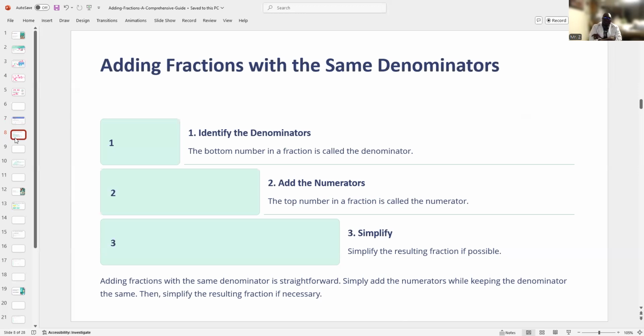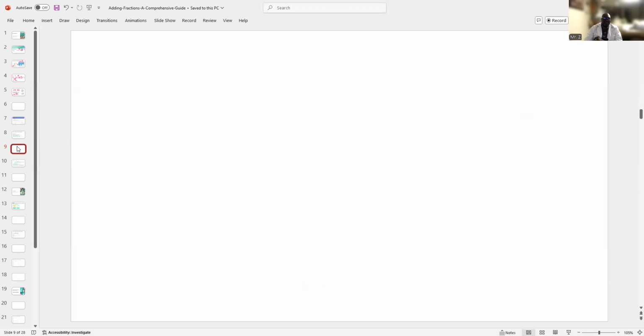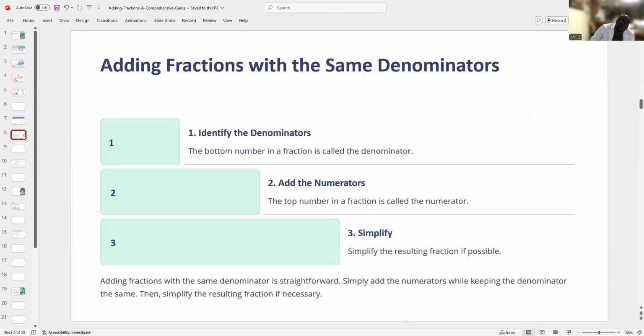Now, once you identify that, then you need to apply and simplify. So, add the fractions that have the same denominator. It means what? For example, 4 over 15 plus 1 over 15. It means you have to identify the denominator. Since they are the same, you are adding fractions that have the same denominator.